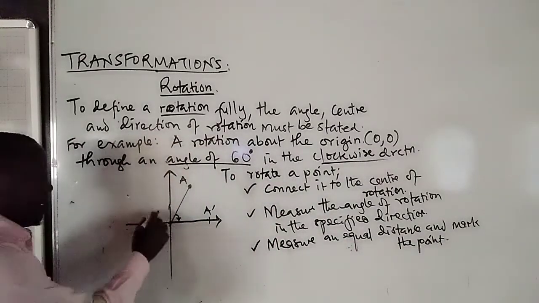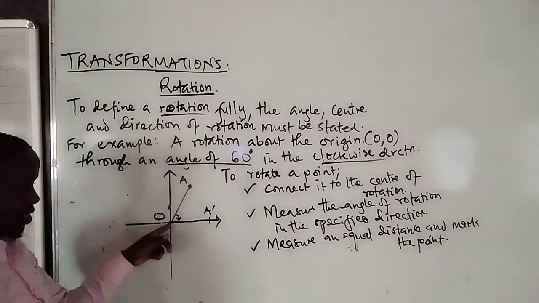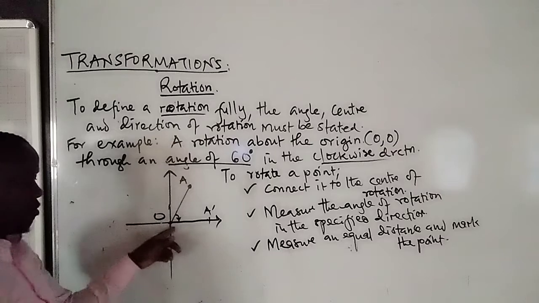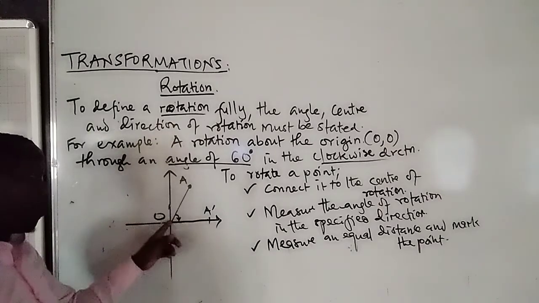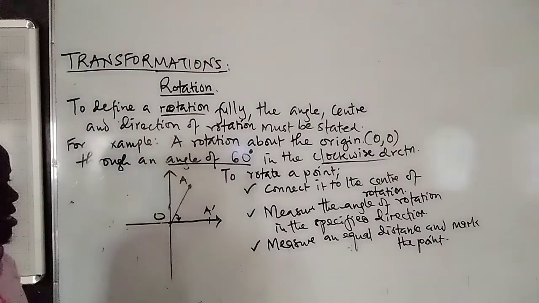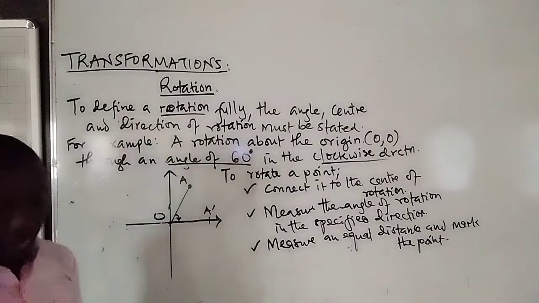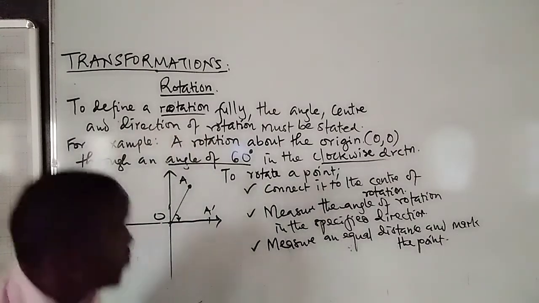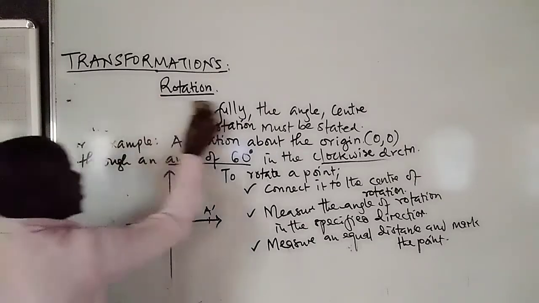So if we are rotating A about the center O, and from O to A prime, after measuring the equal distance from A to O, after the angle, you'll be getting A rotated, or A prime. Something very key, still on rotation.